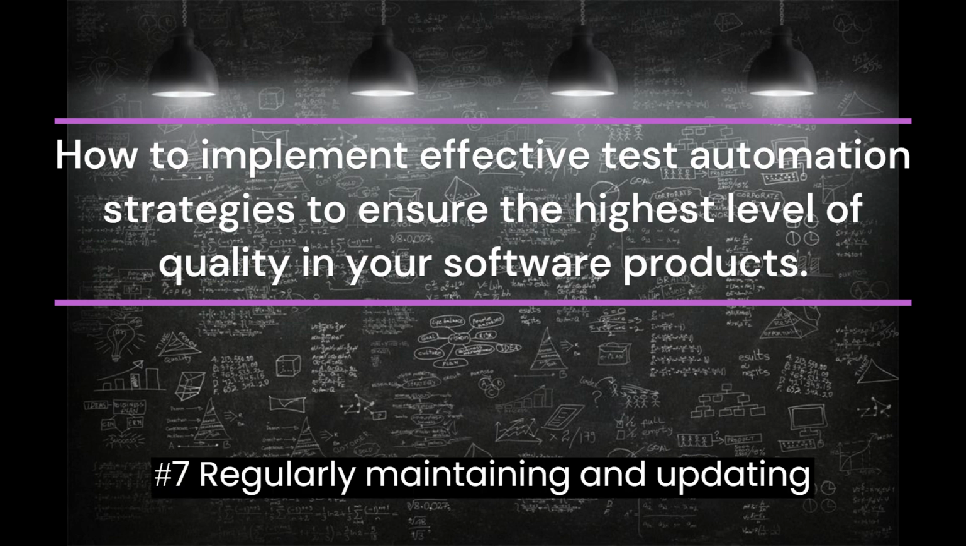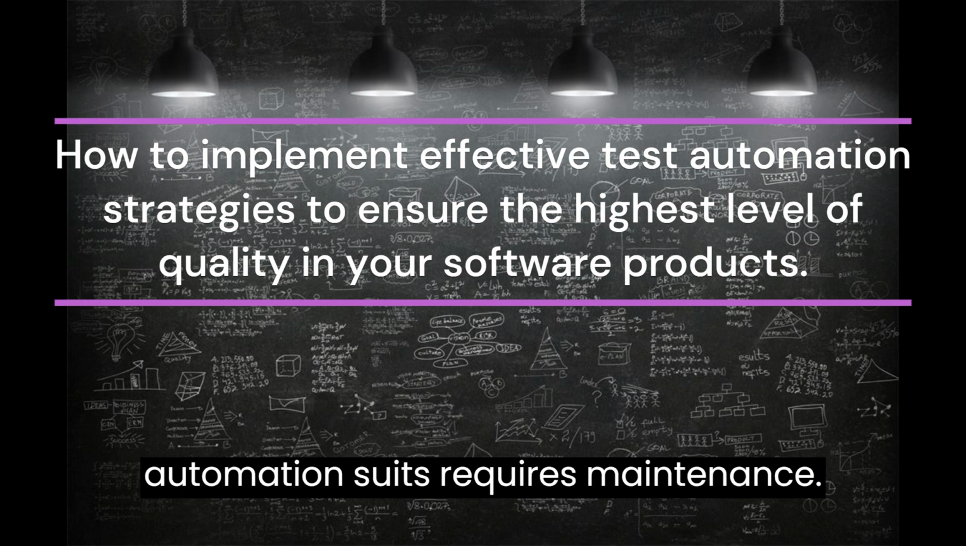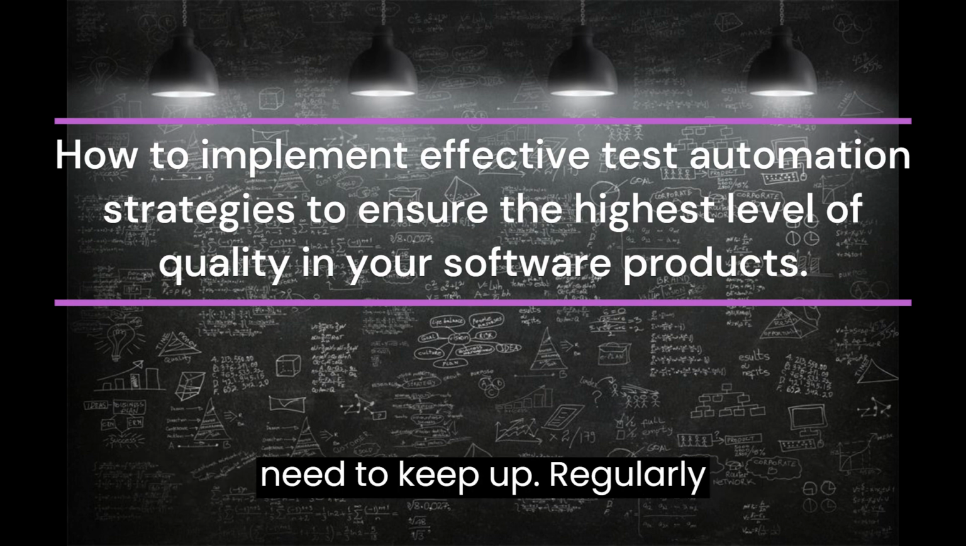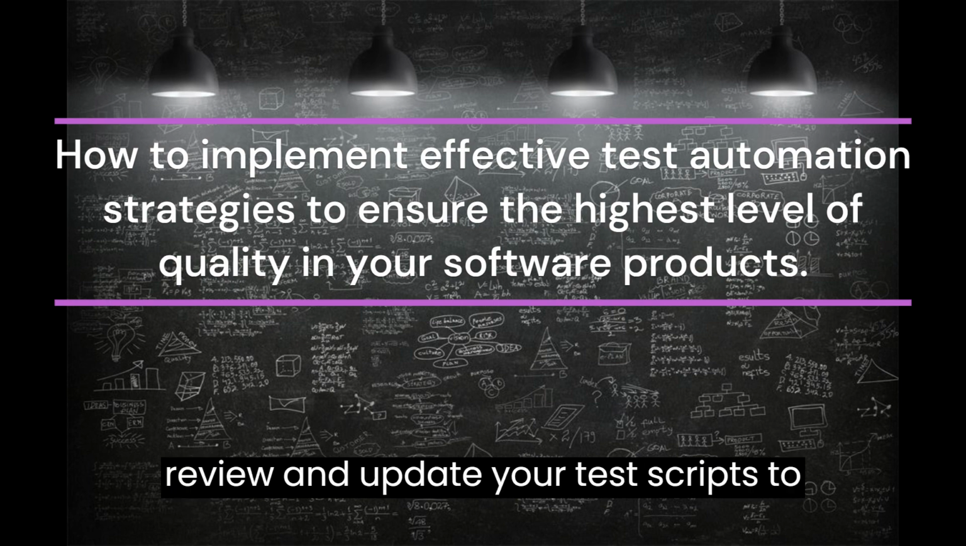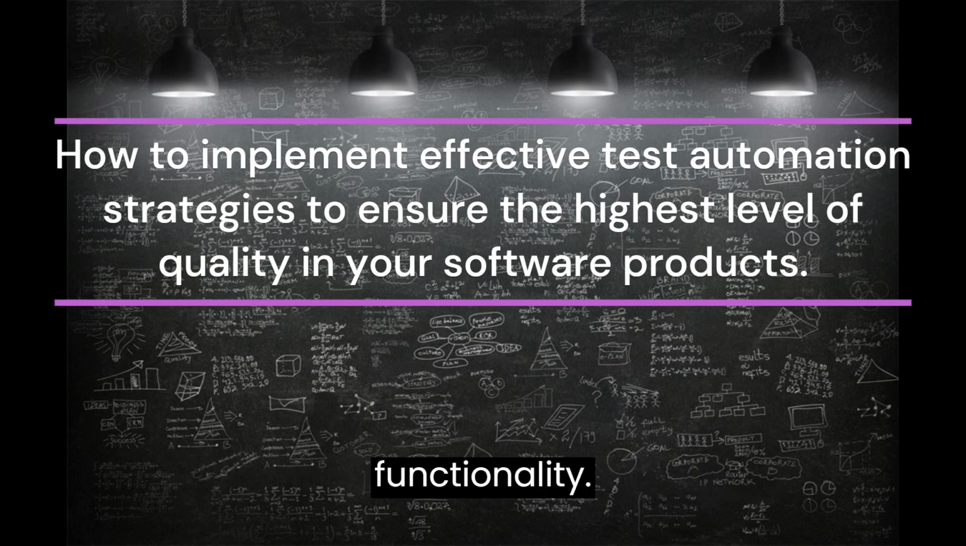Number 7. Regularly maintaining and updating tests. Just like your software, your test automation suite requires maintenance. As your application evolves, your tests need to keep up. Regularly review and update your test scripts to reflect changes in the application's functionality.